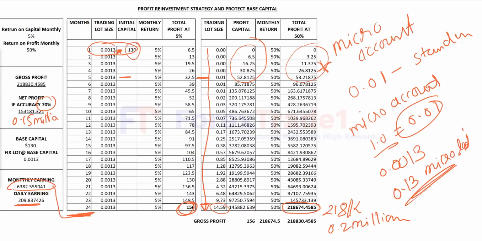If you don't want to play safe, then we can directly apply this lot size 0.01 at a higher risk of 50%. If you directly want to put your $130 at risk, then we can do it that way, and you can get a good profit with that.